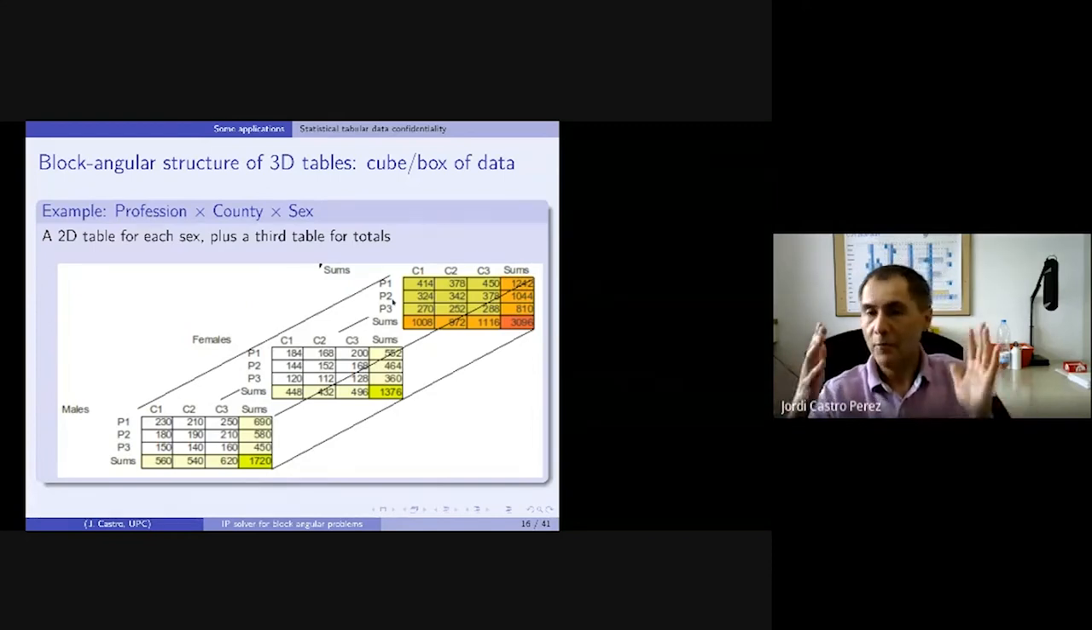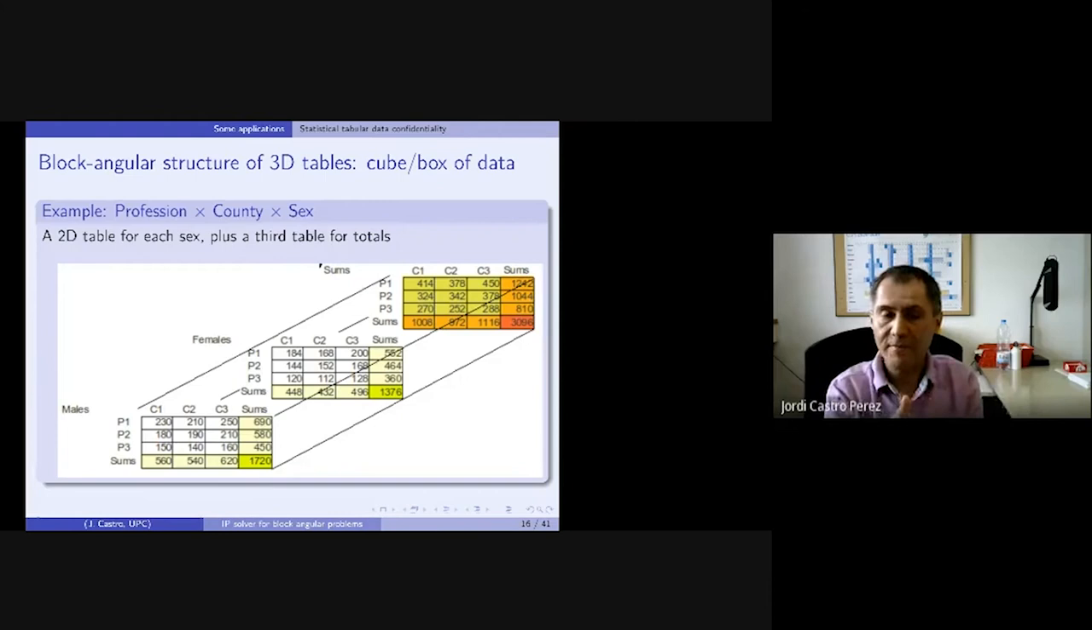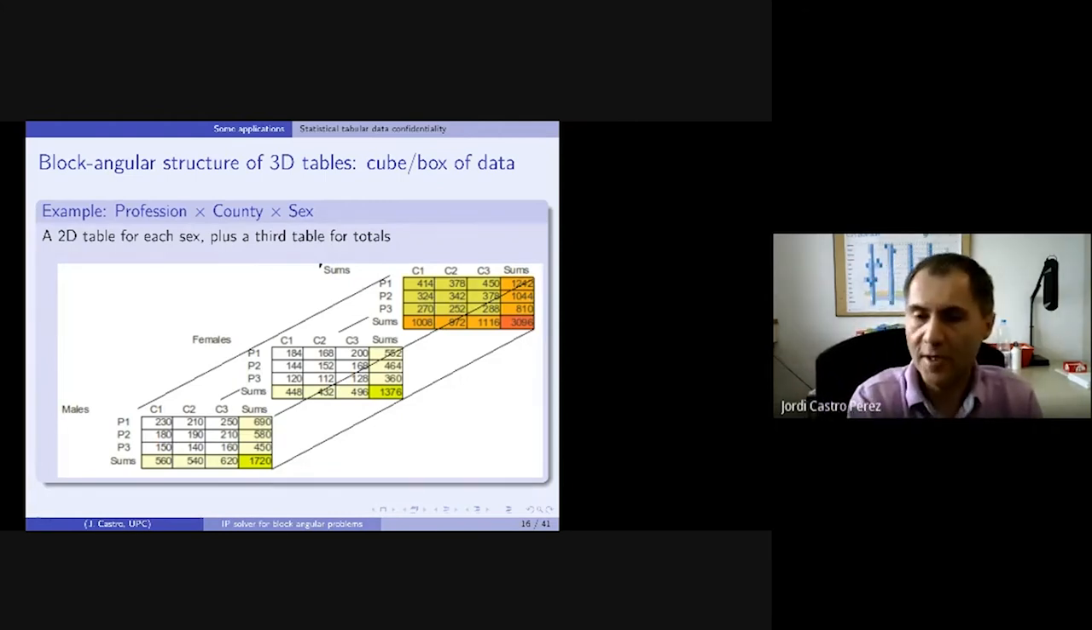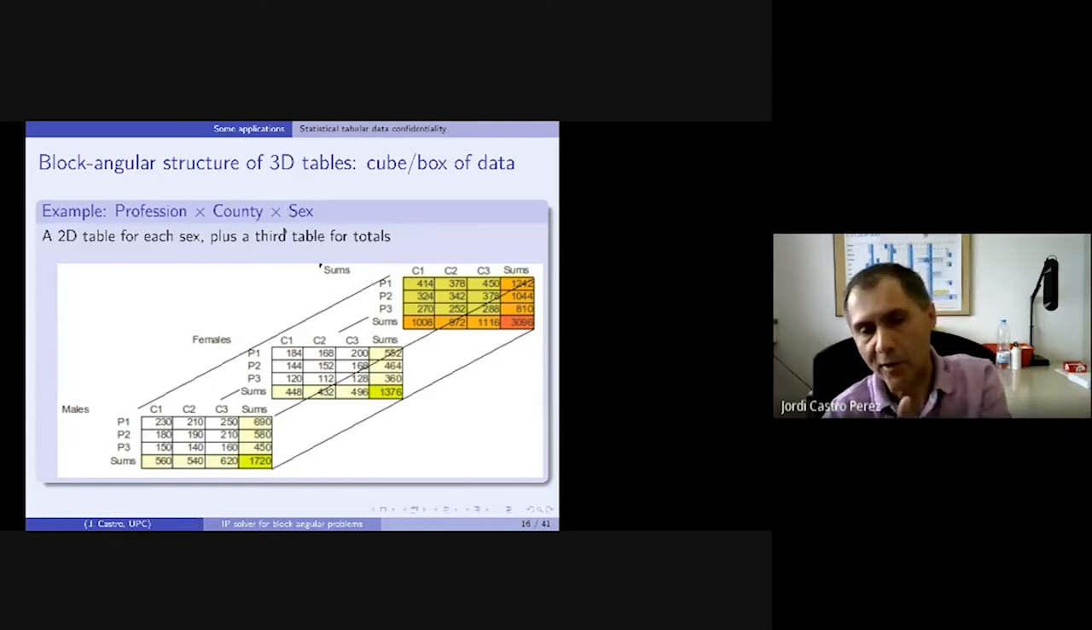Okay, so three-dimensional tables have a block angular structure, and if you want to solve this problem, you can use the block IP algorithm, the block IP specialized interior-point method. I'm going to show you some results in the solution of this problem for big tables, okay? Big tables means that we have many professions, many counties, well, not many sexes, there are only two, but these are tables where we are crossing three different variables, okay? Let me show you some results.